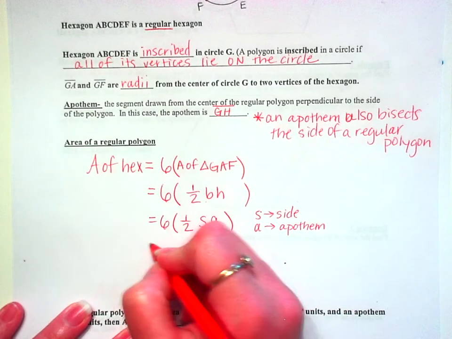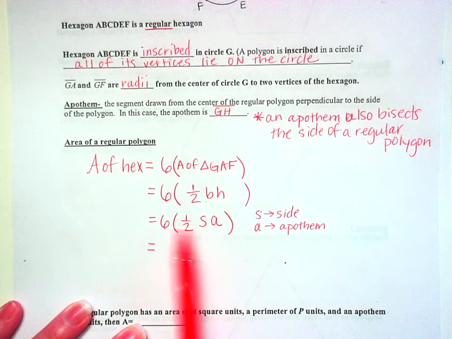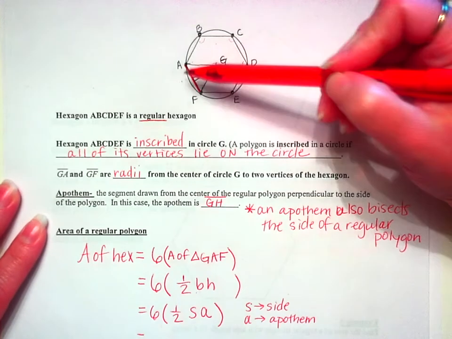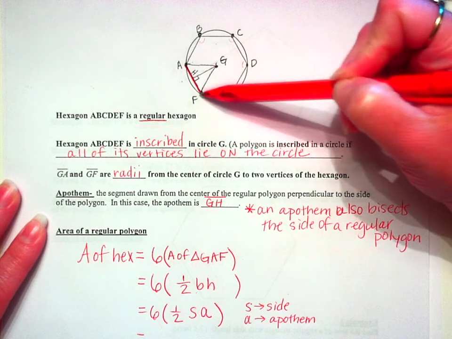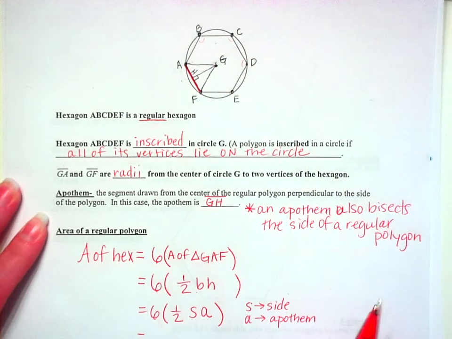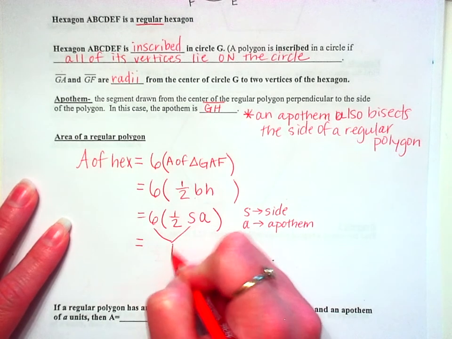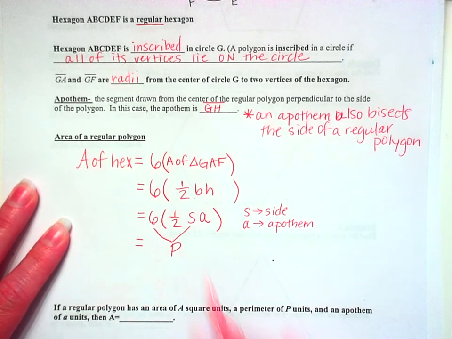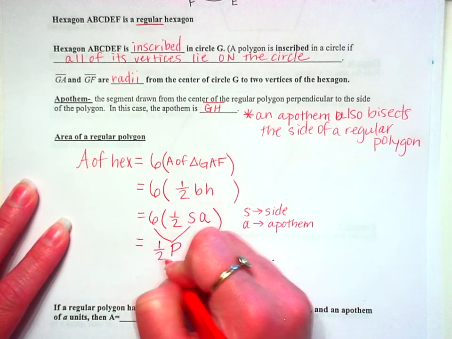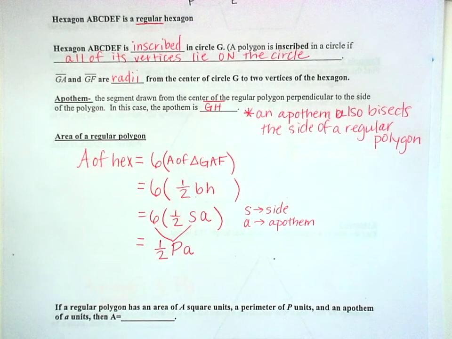Now we can simplify this formula. If I take a side length and I multiply it by 6, what am I actually calculating? If I take this side length and multiply it by the 6 sides, I have actually just calculated the perimeter. So instead of writing 6S, we're going to write P for perimeter. And then the 1/2, I'm going to put that out front, and the A I'm going to put right here. So the area of the hexagon is 1/2 the perimeter times the apothem.